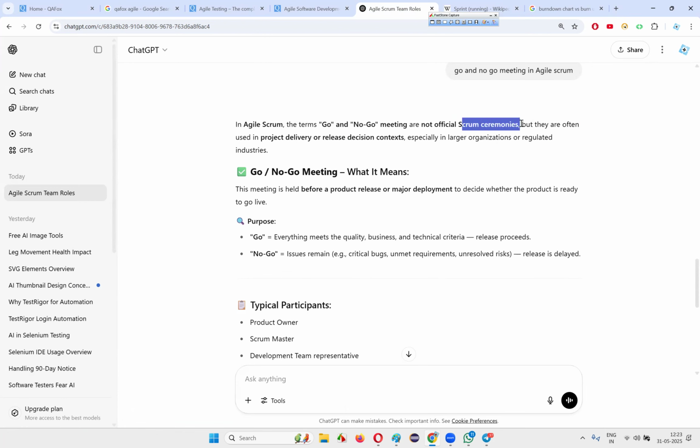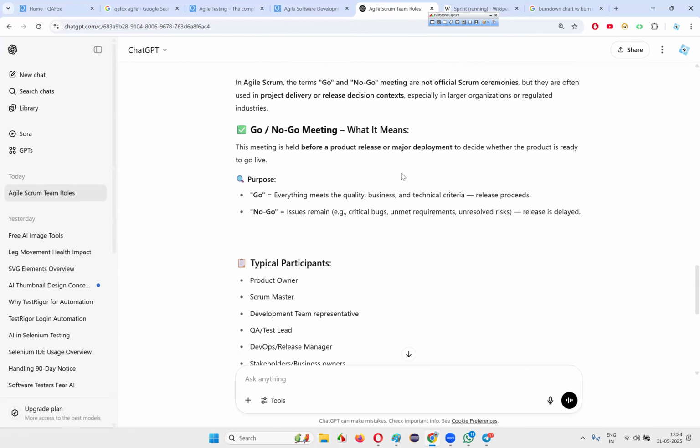Scrum ceremony means meetings only. Ceremonies is another word for meeting. Four meetings are there: sprint planning meeting, daily stand-up meeting, sprint review meeting, and sprint retrospective meeting. Those are the four meetings or ceremonies. Maybe in other projects other meetings may be there, I don't know.